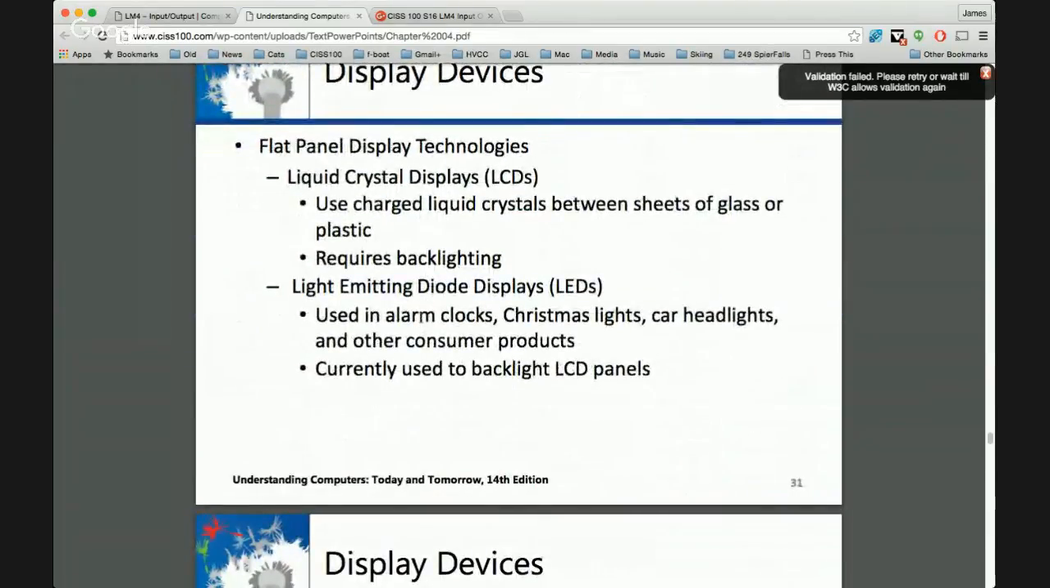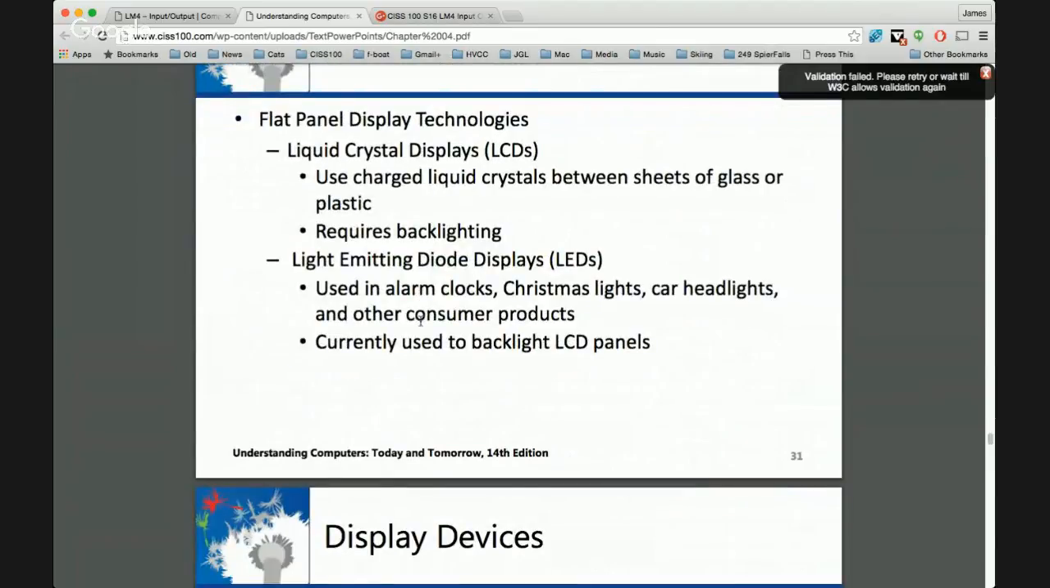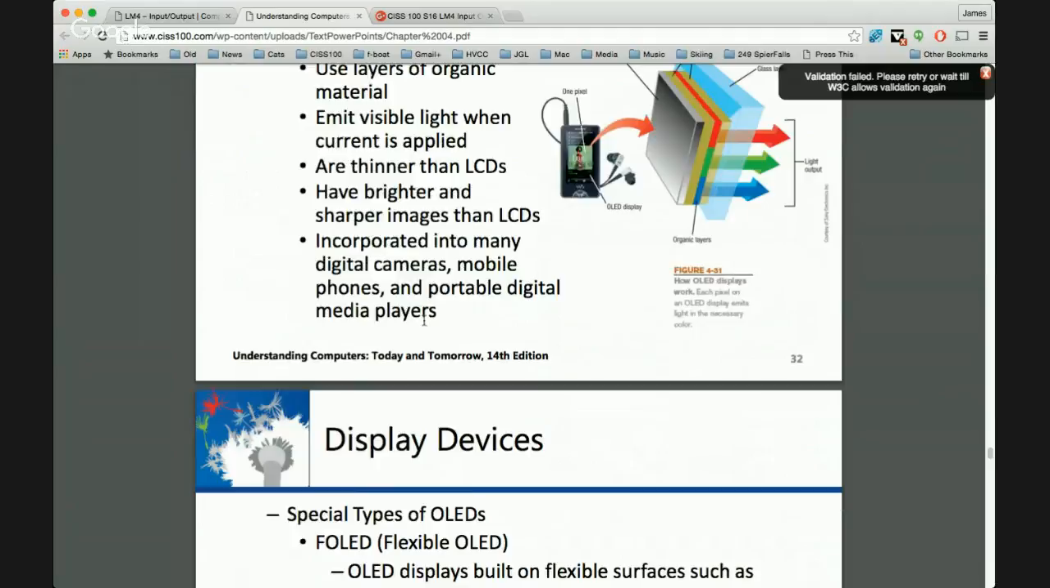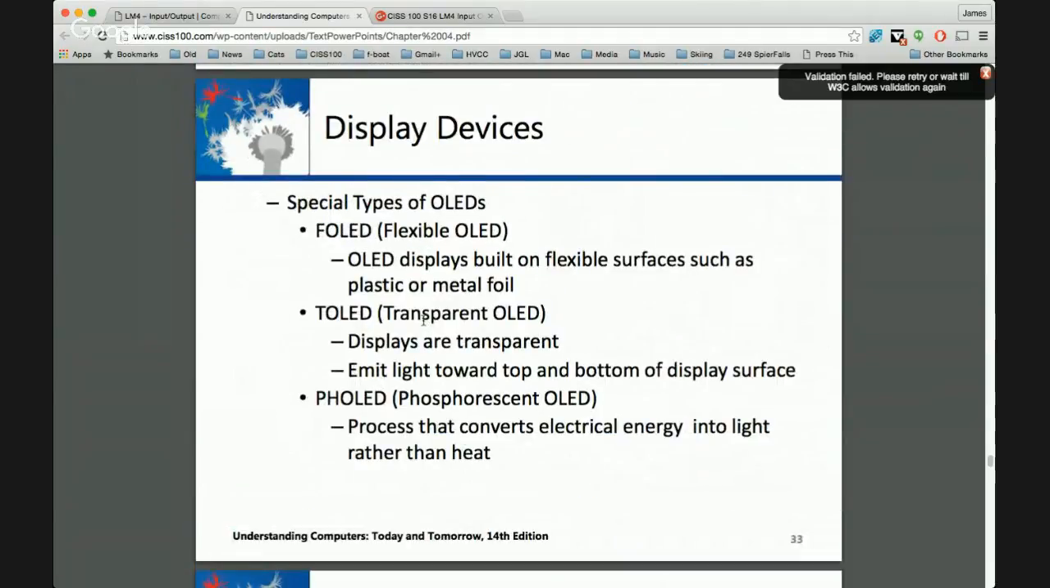Flat panels, I'm not going to say much about. LEDs are where we're at, of course. OLEDs are pretty interesting. We're beginning to see flexible phones. If you go on YouTube, they're out there. Flexible displays, so they can curve around a surface. You can roll them up. And that's one of the things we're going to look at when we get to mobile computing.